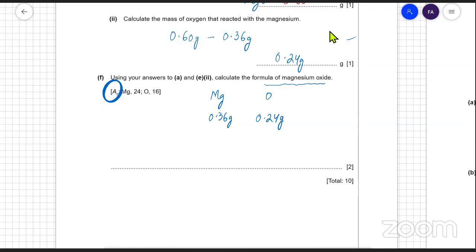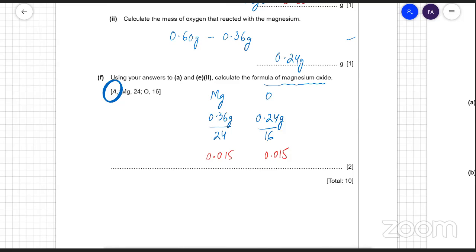How do you find the empirical formula? You find moles first. You divide by the Ar, which over here is 24 for magnesium, and the Ar of oxygen is 16. 36 divided by 24 comes out to be 1.5, and 0.24 divided by 16. Actually, let me correct this. It's 0.36 divided by 24. It comes out to be 0.015, and this also comes out to be 0.015.